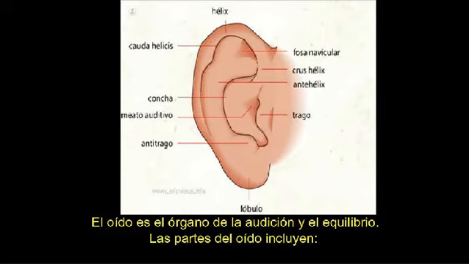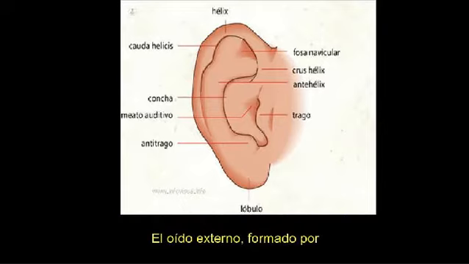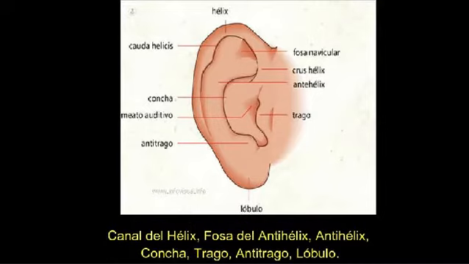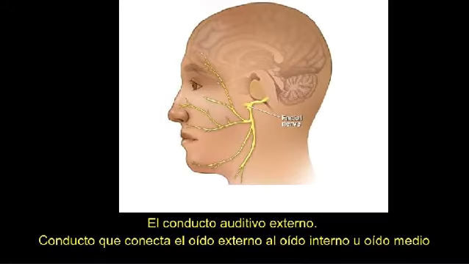The ear is the organ of hearing and balance. The parts of the ear include the outer ear, which consists of the auricular pavilion and the external auditory canal. Its parts are the helix, the fossa, the antihelix, the tragus, the antitragus, and the lobe. The external auditory canal connects the outer ear to the middle ear.